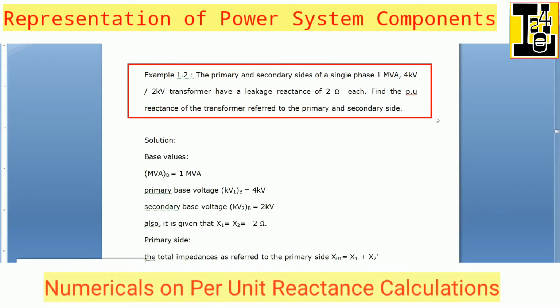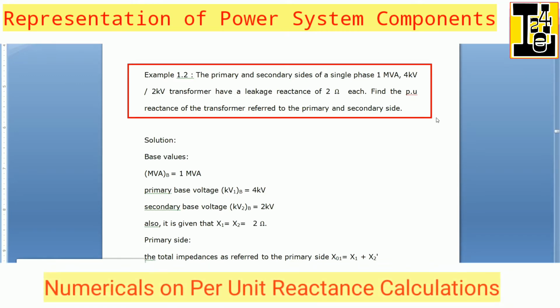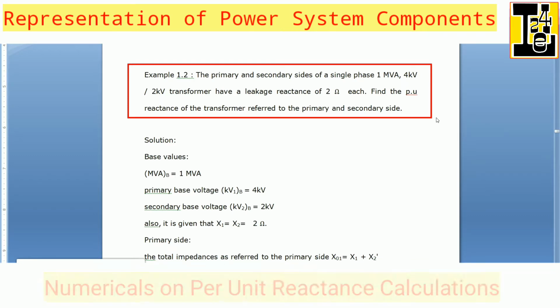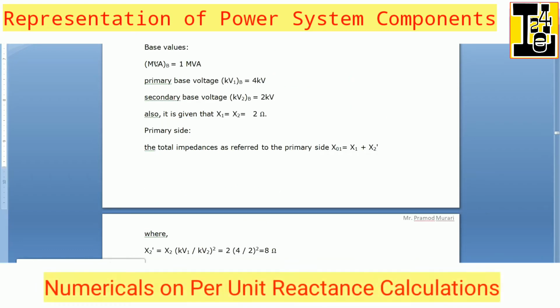The primary and secondary sides of a single phase 1 MVA, 4 kilovolt / 2 kilovolt transformer have a reactance of 2 ohm each. Find the per unit reactance of the transformer referred to the primary as well as the secondary side. Let us take the base values.